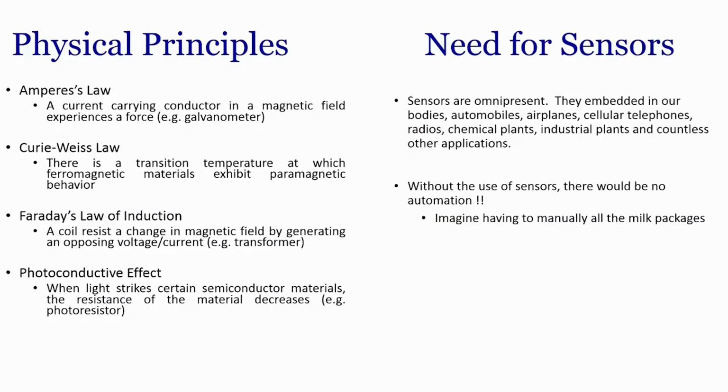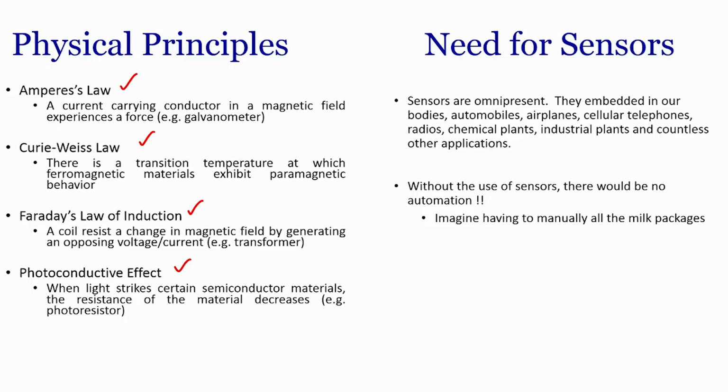For example, a photoresistor. So, what we have to understand is that most sensors operate on a certain principle, either Ampere's law, Curie-Weiss law, Faraday's law, the photoconductivity effect and so on, alright. So, if you see the slide, these are the physical principles, like I said: Ampere's law, Curie-Weiss law, Faraday's law of induction and the photoconductive effect.